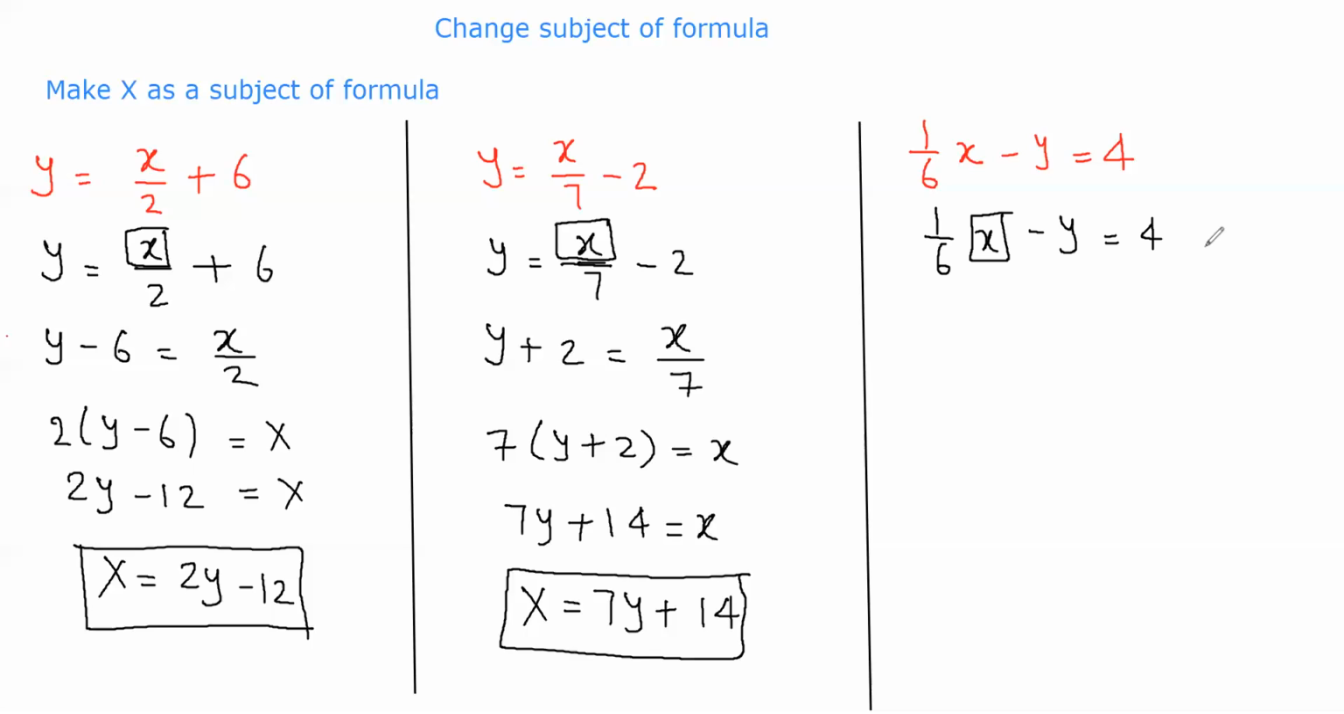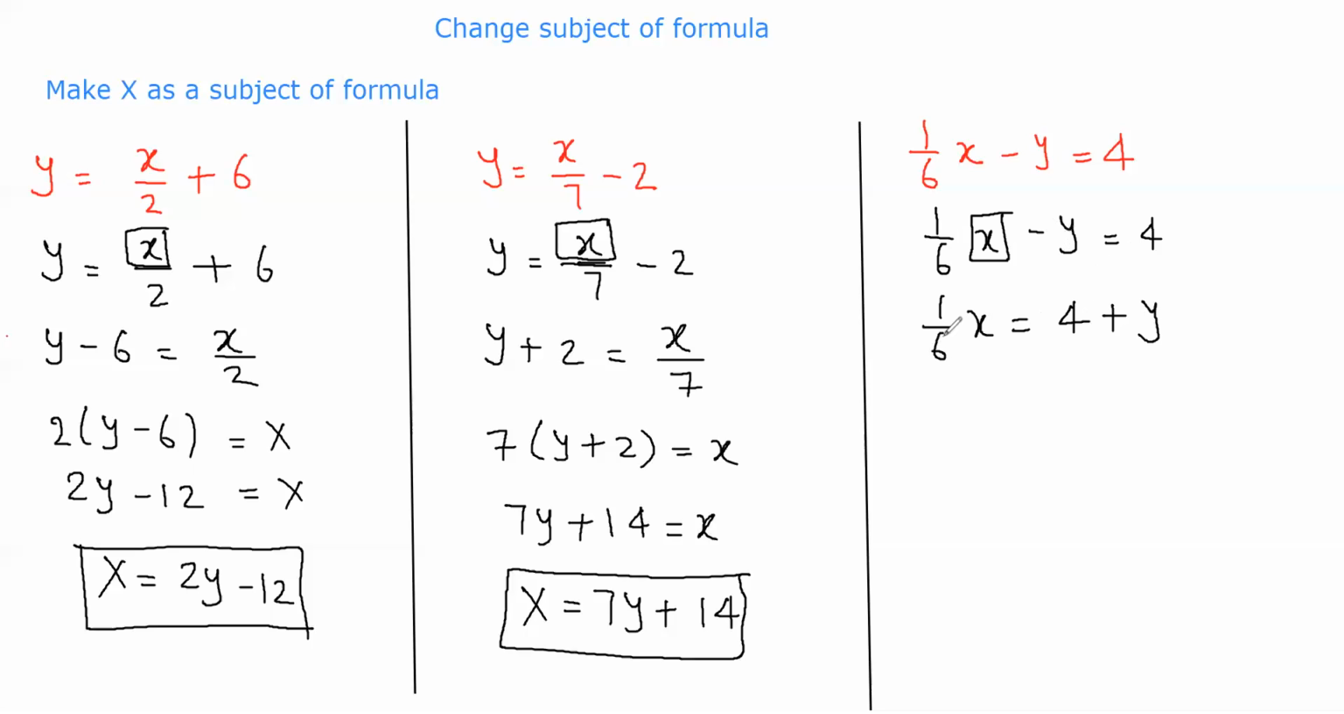Now you may ask why I'm not shifting the 6 first. The reason is that 6 is in divide. So first I will shift either a number or variable which is negative or positive, because that's easy and that's the correct process. So 1 over 6x is equal to 4, and negative y will go as a positive y.